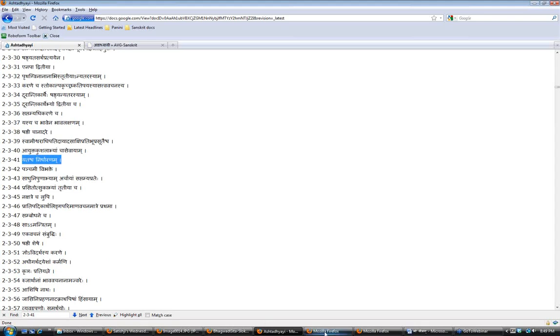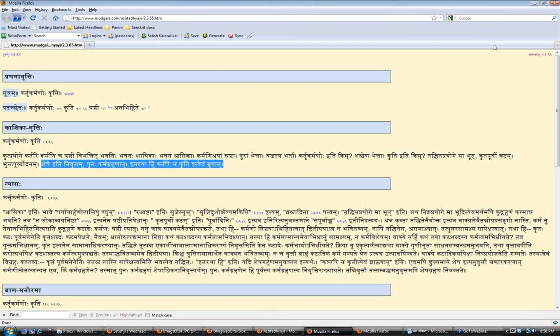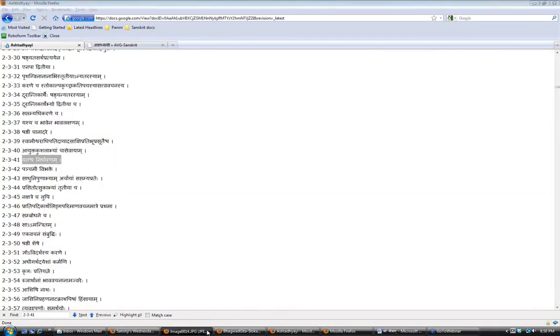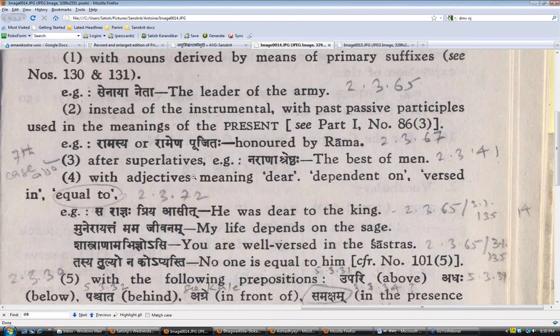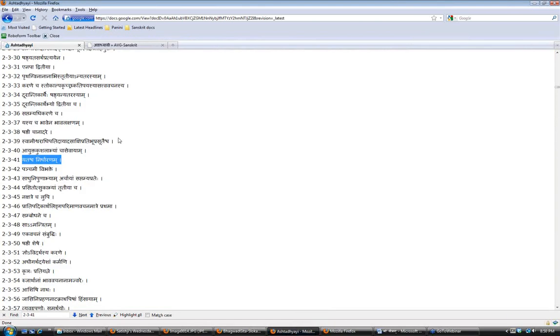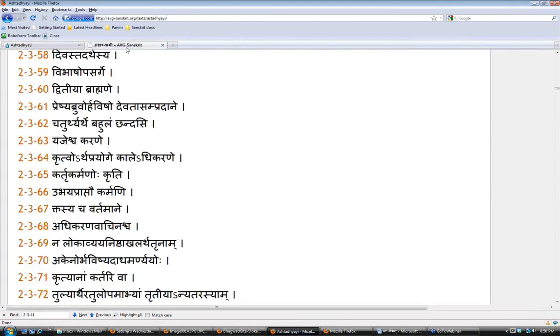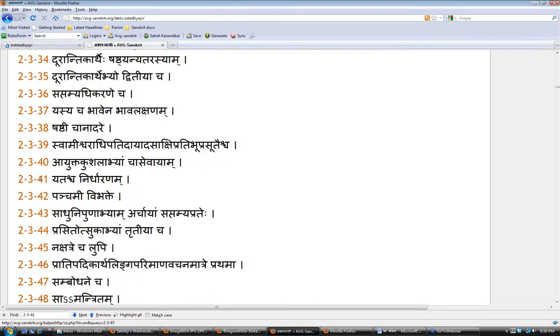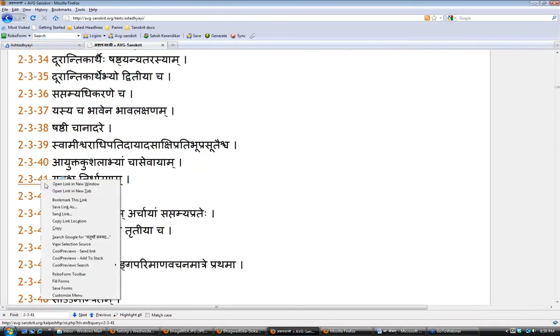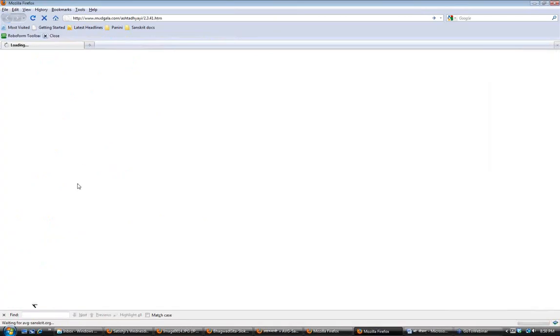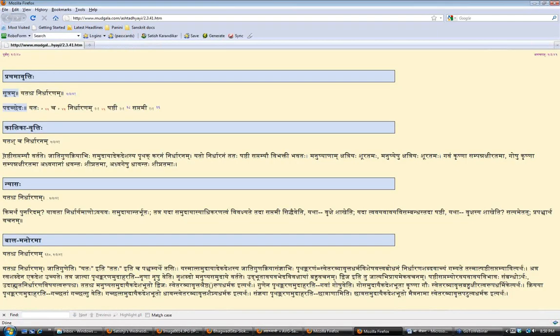So let's go to the Vyakhyanam quickly. This is 2341, and you can add that to the book also. It says Shashti can be used. Saptami also can. So this point number 3, you can put Saptami also over here. So let us look at 2341 quickly. Yatash Nirdharanam. Yatashcha Nirdharanam. Okay. So Shashti Saptamyo Vartete. So both of these are possible.